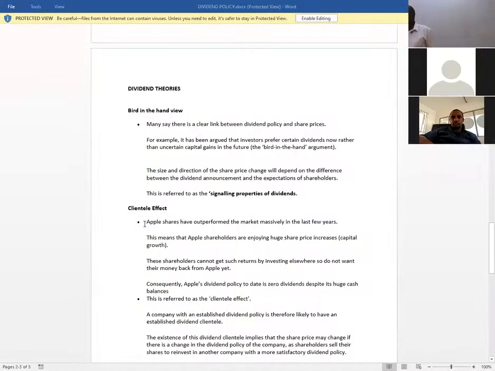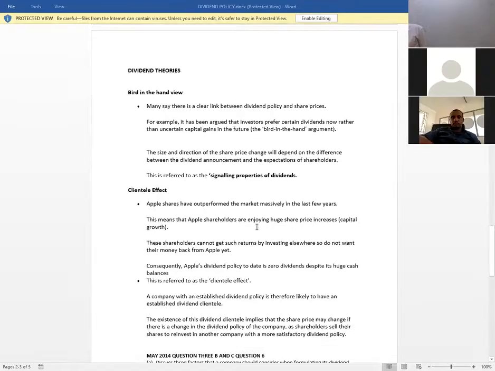The next one, ladies and gentlemen, the other theory, which is quite important, is what we call the clientele. It's quite easy. Clientele, like they're telling us, Apple shares have outperformed the market massively in the last few years. This means that Apple shareholders are able to enjoy huge share price increases, capital growth. These shareholders cannot get such returns by investing elsewhere, so do not want their money back from Apple yet. They would want, in this case here, Apple to retain their money. Consequently, Apple dividend policy to date is 0 dividends despite its huge cash balances. So this is referred to as the clientele.